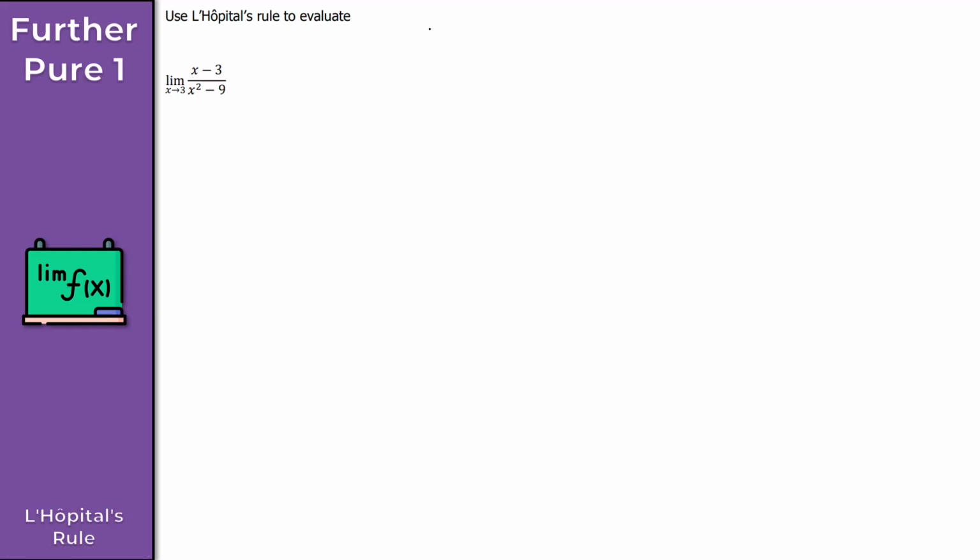To begin with, I'm going to let f of x be equal to my numerator. So f of x is equal to x minus 3. And then g of x will be equal to our denominator. So g of x is equal to x squared minus 9.